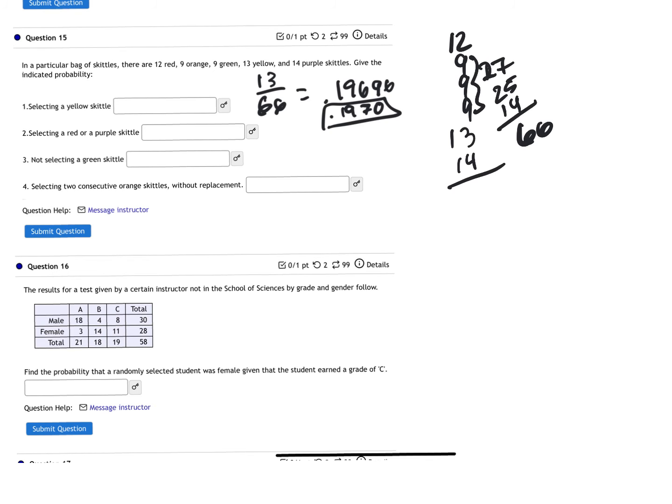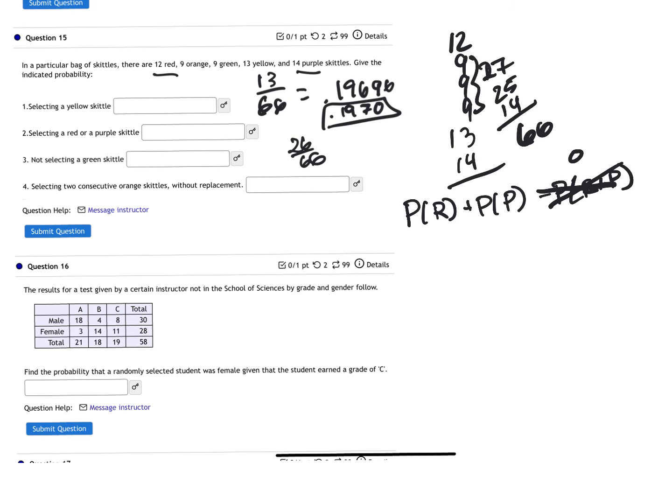Selecting a red or purple. So red or purple. Probability of being red plus the probability of being purple minus the probability of being both red and purple, which is 0, because these are mutually exclusive. So just red plus purple. Red plus purple is 26 out of 66. I bet you can leave it just like that.